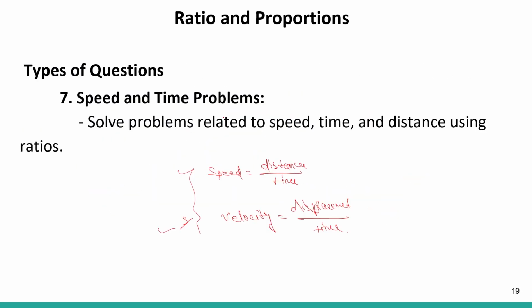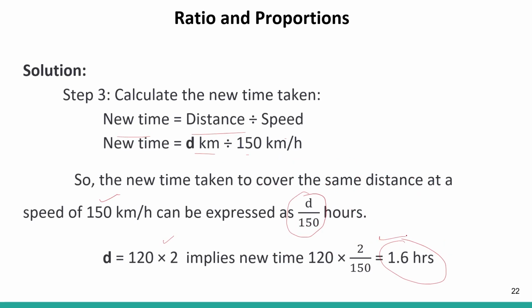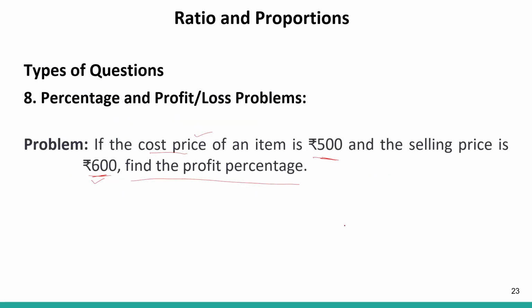And then we had speed and time problems, that is we had a train. Okay, a train covers a distance in 120 minutes at a speed of 120 km per hour. So how long will it take to cover the same distance at the speed of 150 km per hour? So it took us nearly 1.6 hours. Okay, then we did some percentage problems. So percentage problems were like this: if the cost price is something and its selling price is something more or something less, then what will be the profit percentage? So more or less the problems are based on profit or loss percentage.